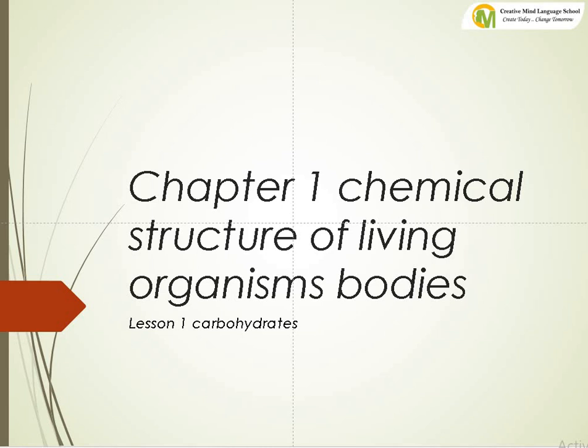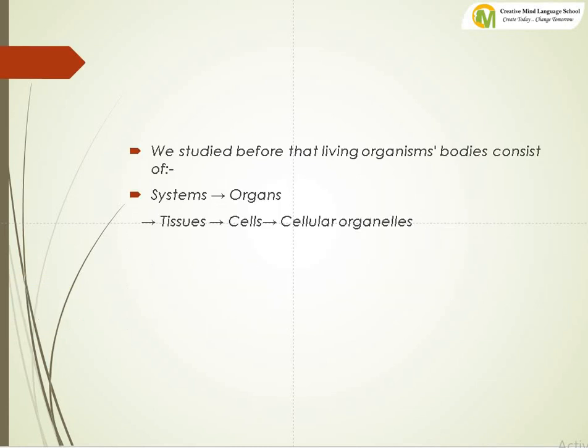Okay, today we will study together about the chemical structure of living organisms' bodies. At first we studied before that living organisms' bodies consist of systems, and we have 9 systems in the human body, which consist of organs, and each organ consists of tissues, and tissue consists of cells, and inside the cell there are cellular organelles, as we see.